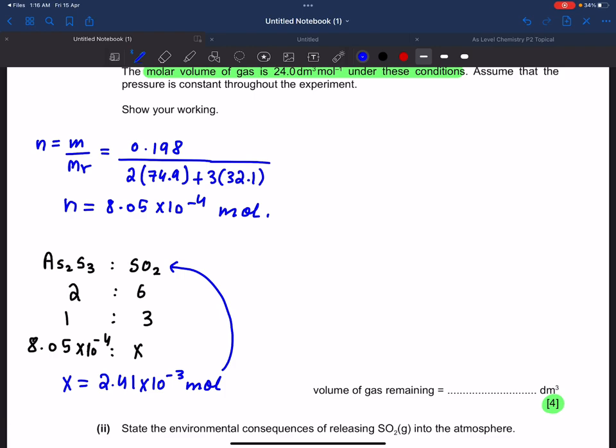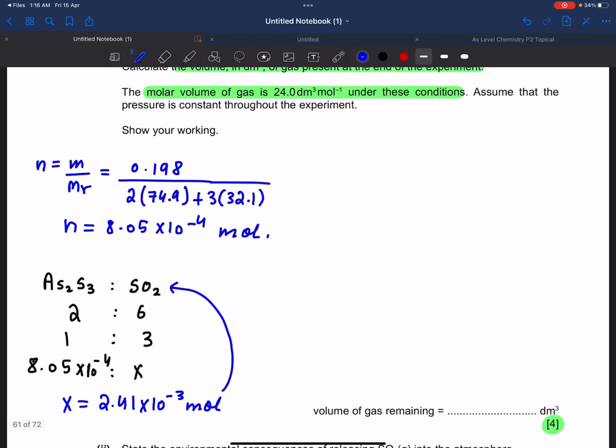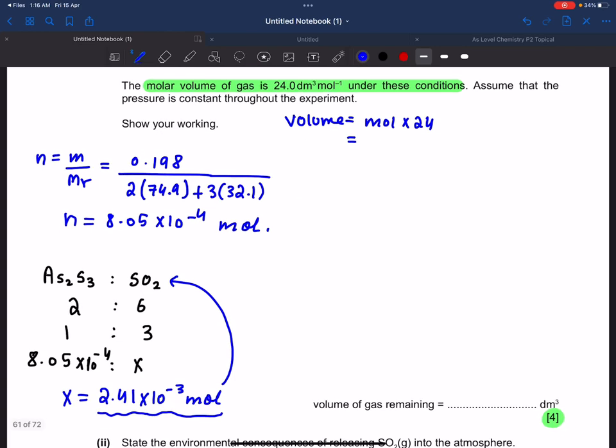Now we're going to find the volume of SO2. It's very simple. Volume is equal to moles times 24, the molar volume. So we multiply this value by 24: 2.41 times 10 to the power minus 3 times 24, and you'll get your answer in dm cube. That comes out to be 0.0579 dm cube.